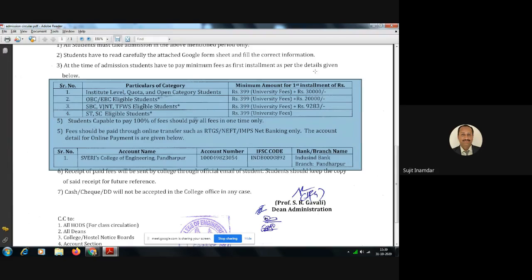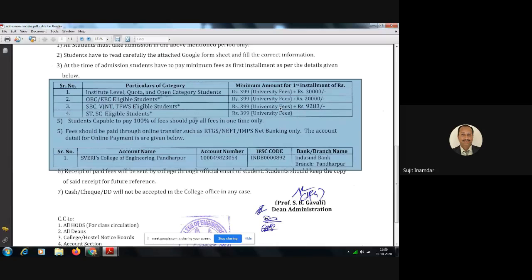For open, it is 30 plus 399. For OBC or EBC, 20,000 plus 399. So this is the university fee; afterwards it will become clear when you approach the office. For SBC, VJNT, TFWS, 9283 plus 399.